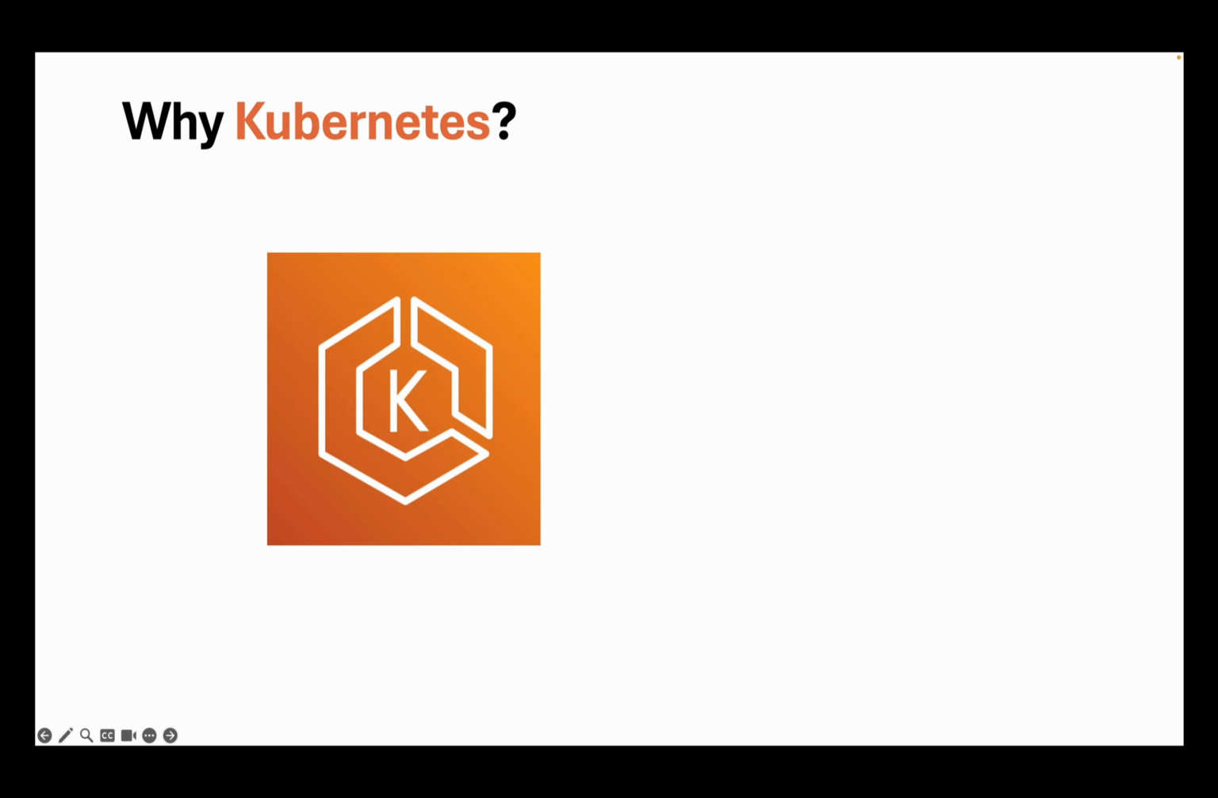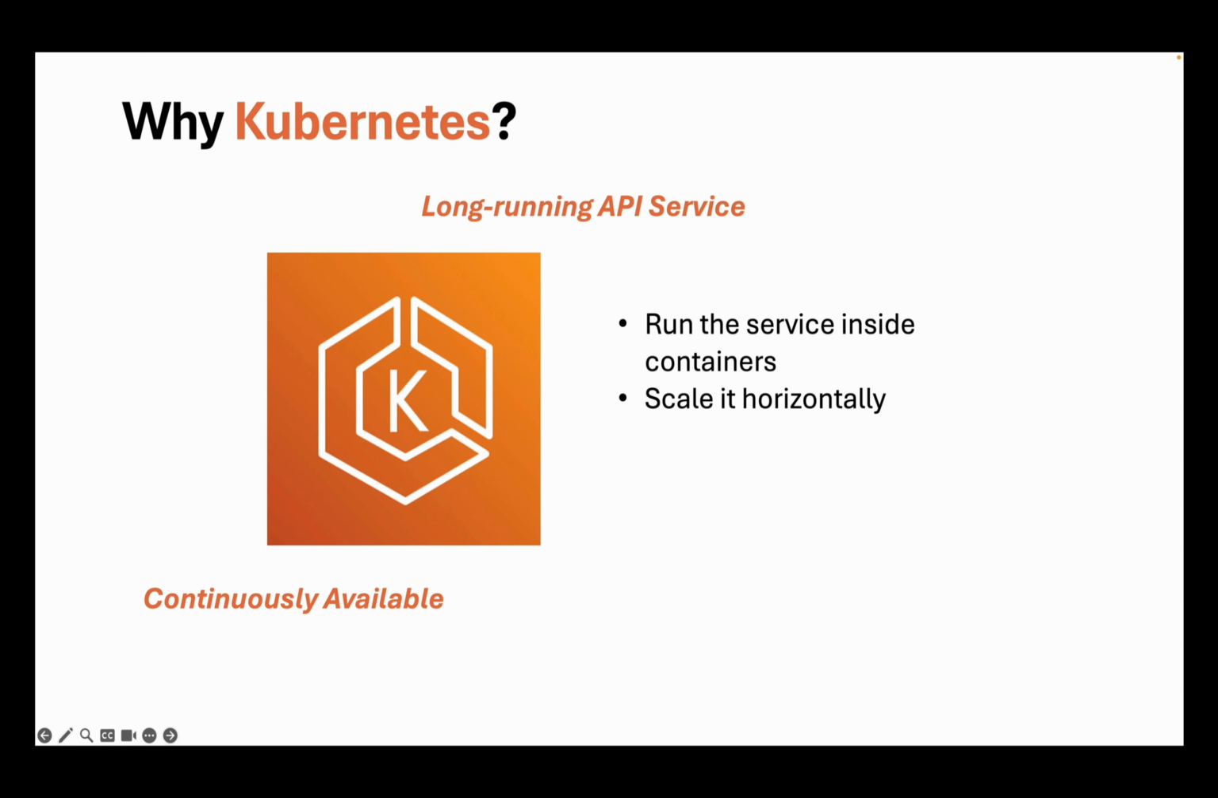Before we deploy it, let's quickly talk about why we are using Kubernetes here. The RAG chat service is a long running API service. It needs to handle incoming chat requests, perform vector retrieval, and call the LLM. Unlike the document processor, which runs asynchronously in Lambda, this service needs to remain continuously available. Kubernetes allows us to run the service inside containers, scale it horizontally, manage deployments, and monitor the application. So EKS becomes the compute layer for our RAG system.